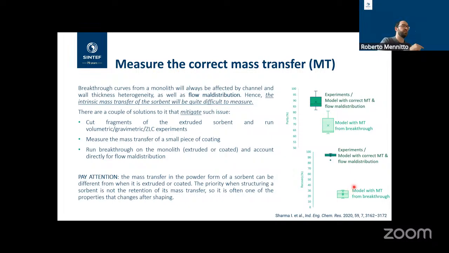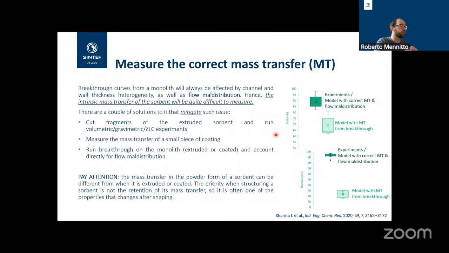On the other side, if he was fixing the mass transfer to the one of CO2 in 13X and using the breakthrough to basically quantify flow maldistribution, then he was able to predict the purity and recovery from the process. So the big message that I want to pass here is pay careful attention when you extrapolate mass transfer of a sorbent from a monolith, because possibly what you are seeing is just the flow distribution and the effect of channel size.